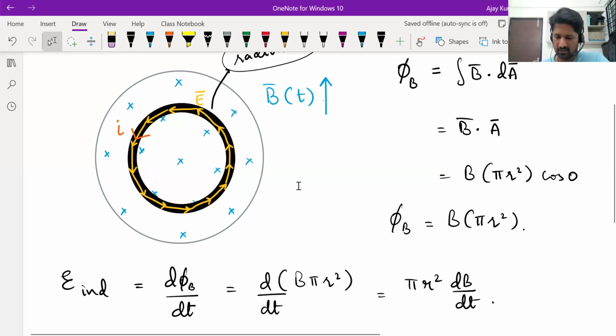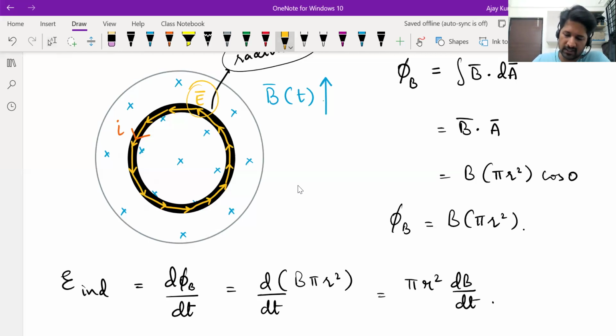EMF is nothing but potential difference. Can one of you tell me how potential difference or voltage is related to electric field? Because our aim now is to derive this electric field. How is potential difference related to electric field? Or how are E and V related?